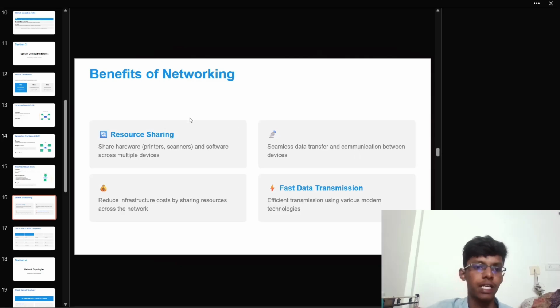Benefits of networking: resource sharing, fast data transmission, reduced infrastructure costs by sharing resources across the network, and seamless data transfer and communication between devices. So let's move on.